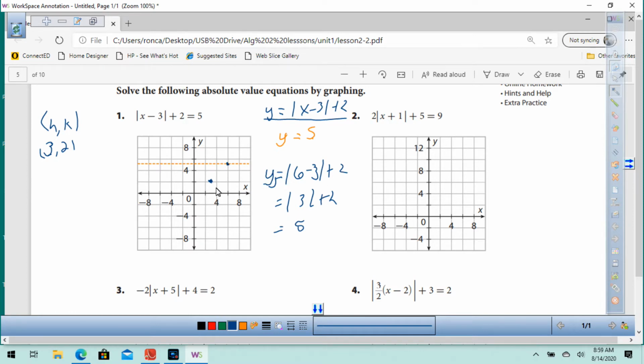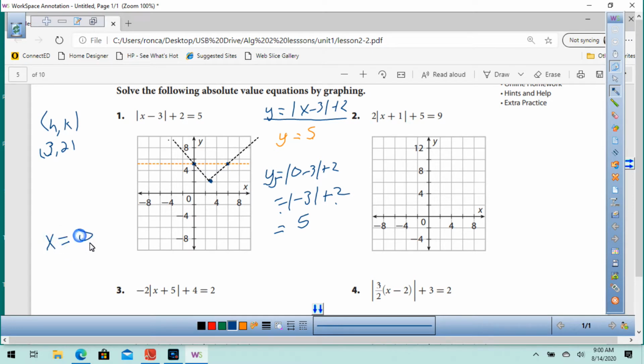And then let's just put 0 in there. We got 0 minus 3 plus 2. The absolute value, well, 0 minus 3 is negative 3, and the absolute value of negative 3 is 3, and 3 plus 2 is 5. So we've got 0, 5. And there we go. That is our equation. So x equals 0 or x equals 6.